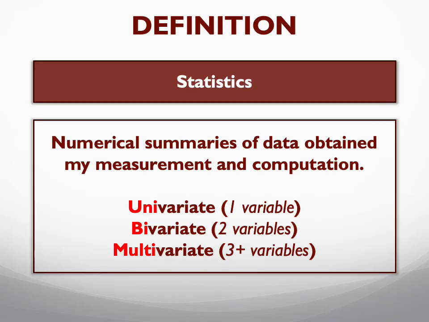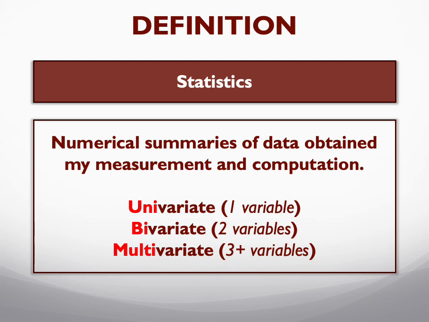Just revisiting this basic concept of statistics, we've been talking about numerical summaries of data obtained by measurement and computation. In previous lectures, we talked about univariate statistics, which look at one variable at a time, bivariate statistics, which look at two variables at a time, and now we're going to move on to multivariate statistics, which look at three or more variables at a time. In this case, we're going to focus on three.